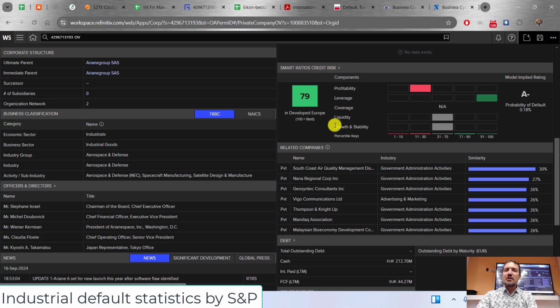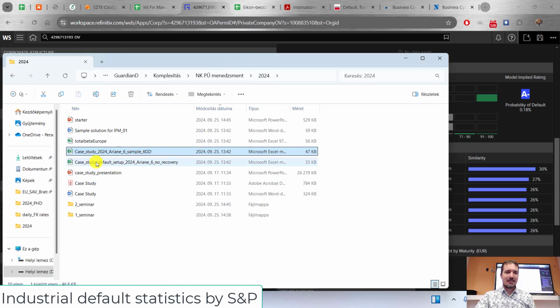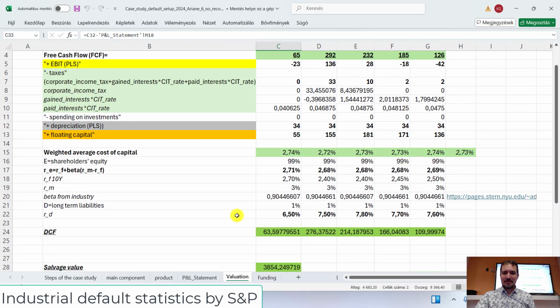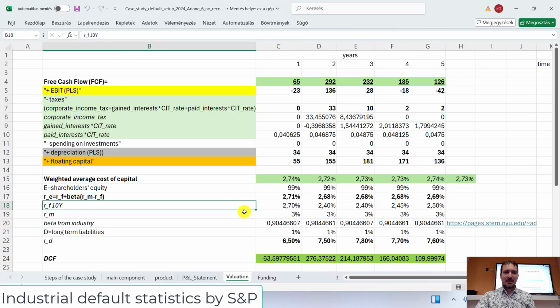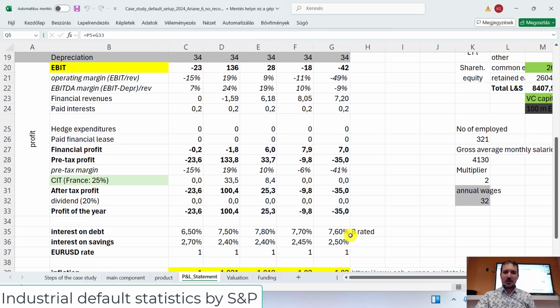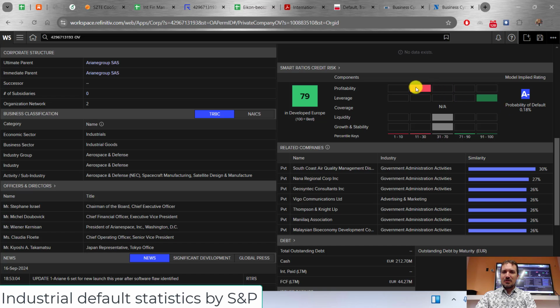So, smart ratios, credit risk. Probability of default, according to Reuters, it's A minus. Again, let's load in the no recovery valuation. Yeah, this is the valuation. So profit and loss statement. Come on, the company is not making any profit for 3 years from the five. So in terms of profitability, there is no profitability, as you can see. So they provided the red flag.